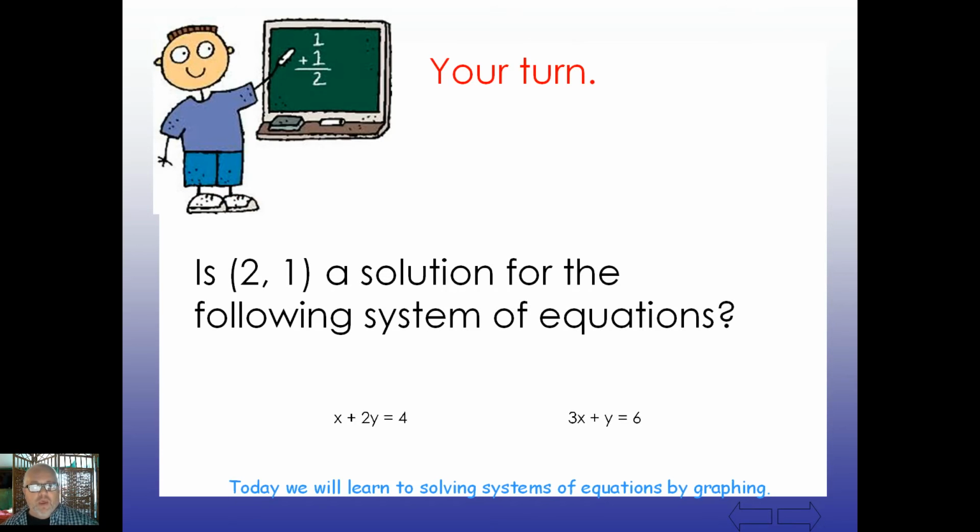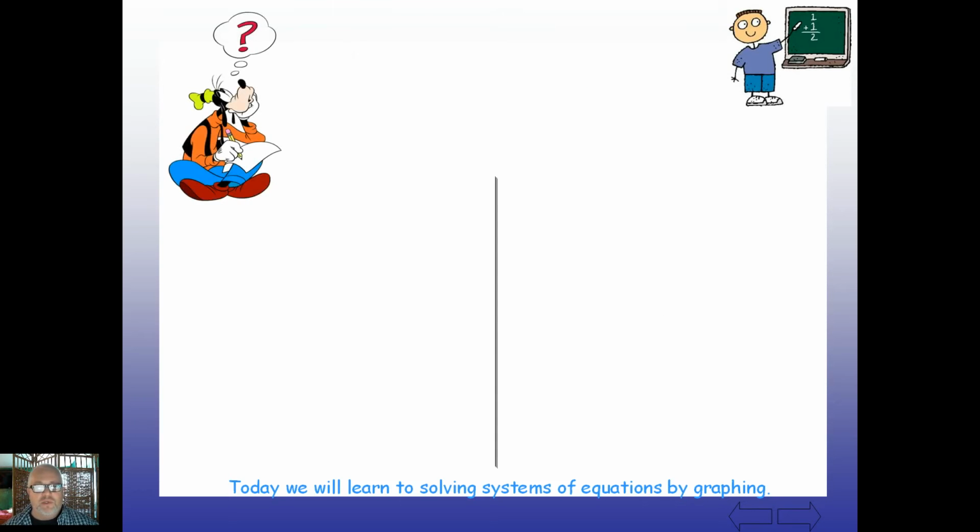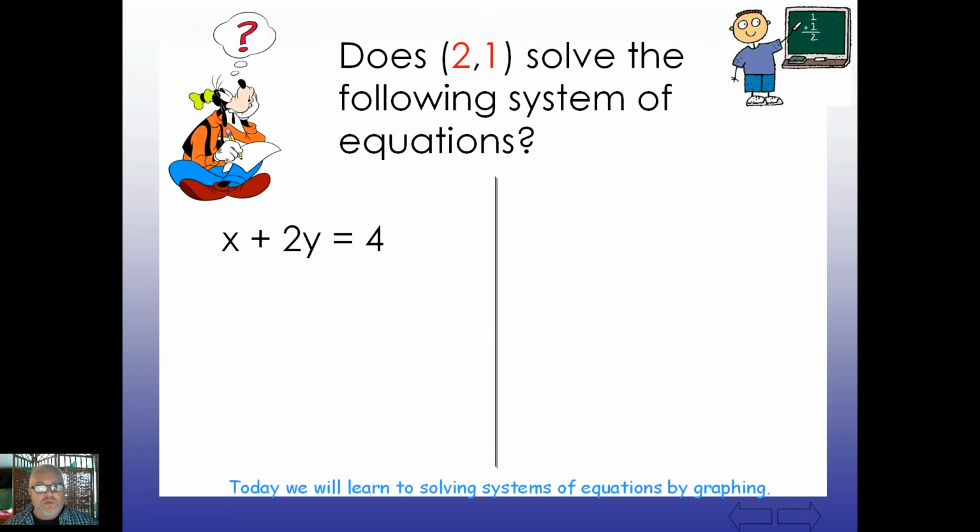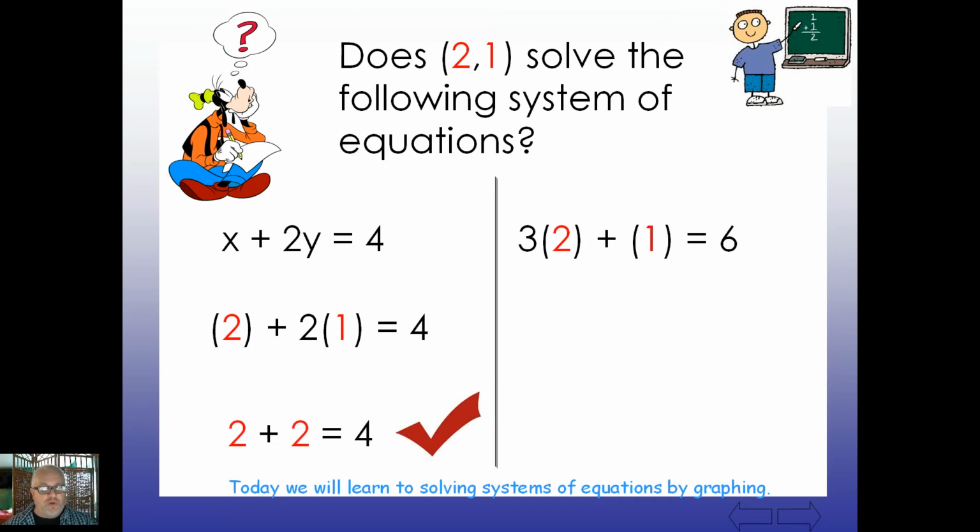Alright, your turn. Is (2, 1) a solution for the following system? You've got x plus 2y equals 4 as one equation, 3x plus y equals 6 as another. Plug in (2, 1) and see if it works. Let's see. So what do you think? If we plug in (2, 1) into x plus 2y equals 4, I'm going to end up with 2 plus 2 times 1, which is indeed true. 2 plus 2 is 4, so it works for the left side.